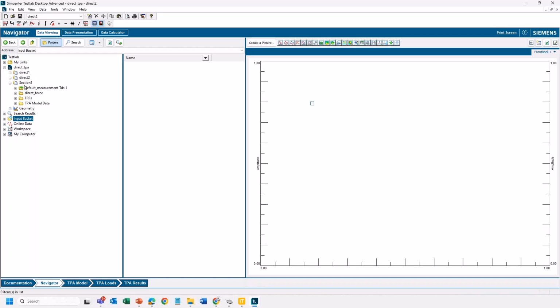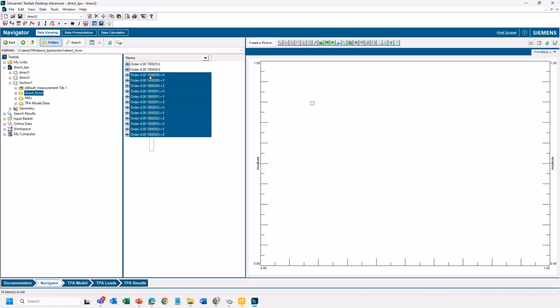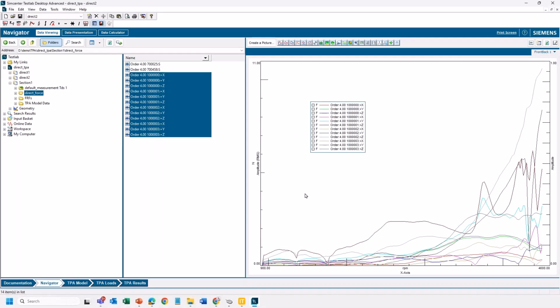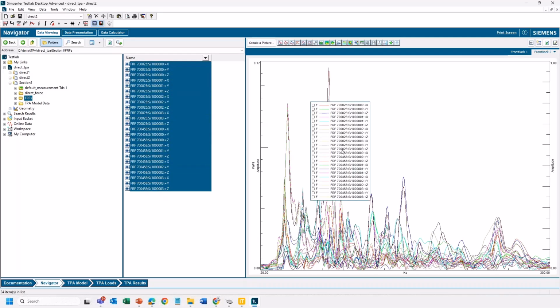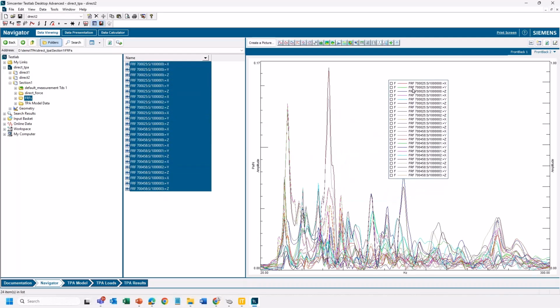So for example, in this section of my project, I have some forces. If I grab these and drop them in the display, you can see they're forces of 4th order versus RPM. Does that make sense so far? Yep. And then I also have some FRFs here. I can drop those in the display. So I have to have already measured FRFs and already measured forces in order to do a transfer path analysis.